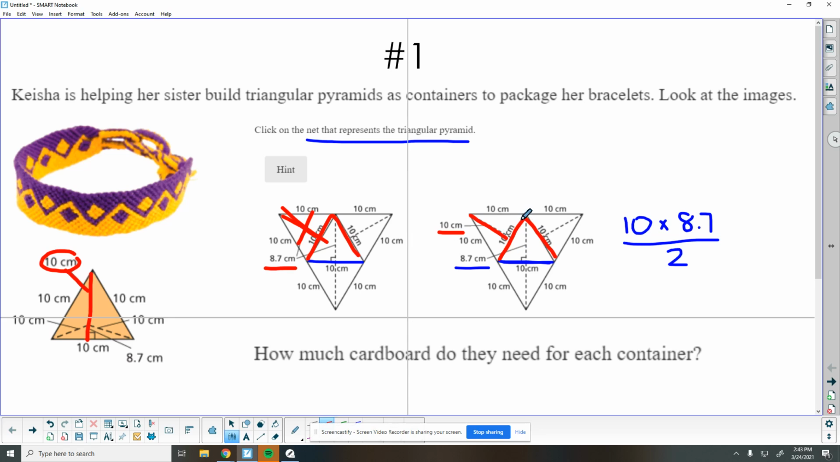And then our outer triangles have a base of 10. They have a height of 10. We want to cut the triangles in half. How many of those triangles do I have? 1, 2, 3 of those. So multiply that by 3, and then we'll add our two pieces together.